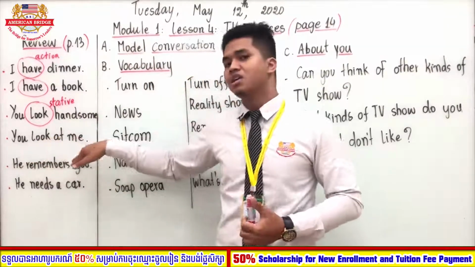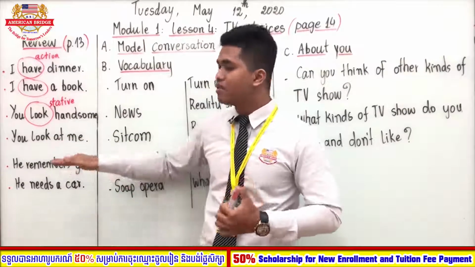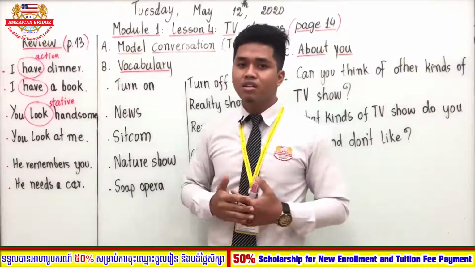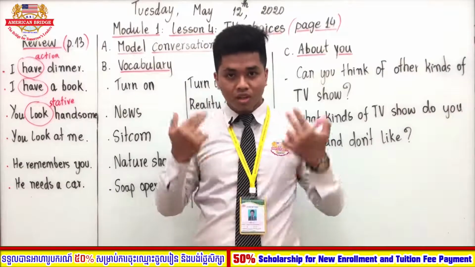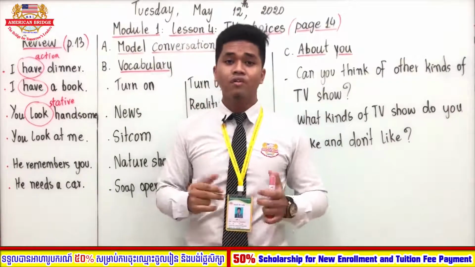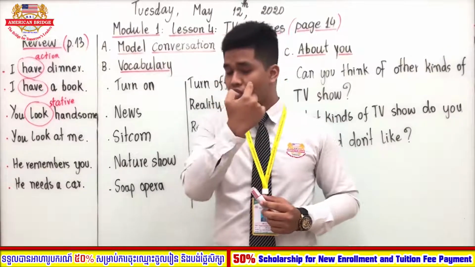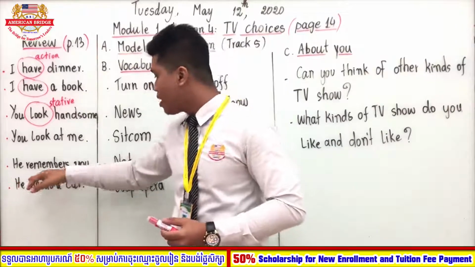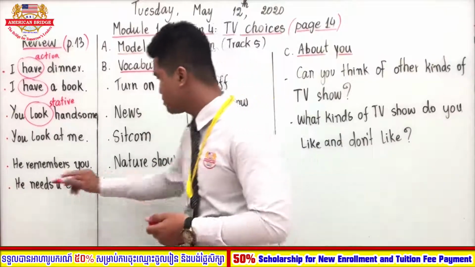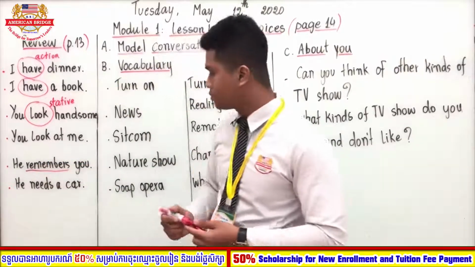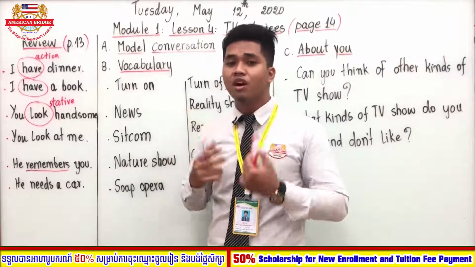How about this one? You look at me. So when you see the sentence or when you listen to people who use the word look in this context, it is clear we use the word look to express action. You can see your eyes and you stare at something. So look here is action verb because it shows you the action of looking with your eyes. Good. Next, he remembers you. So here remember, everyone, is a stative verb because it expresses emotion, a state of feeling.